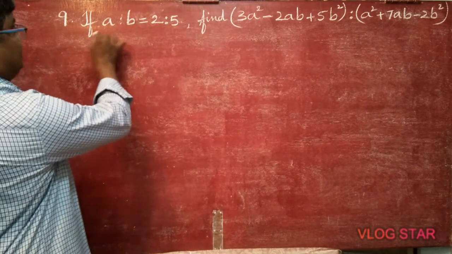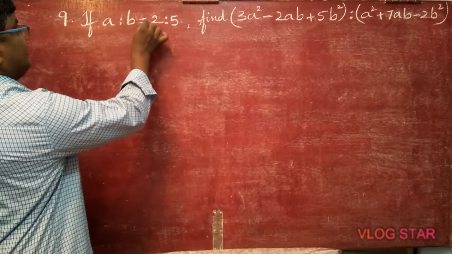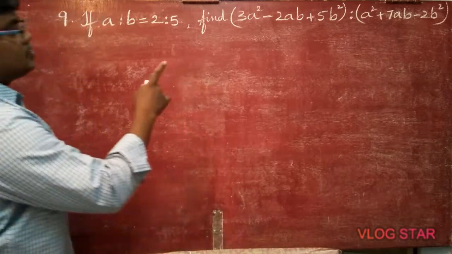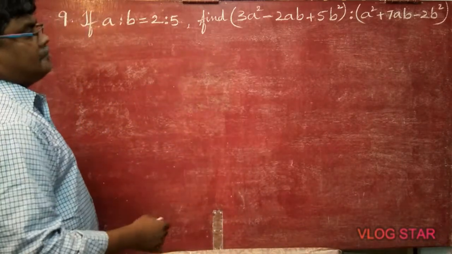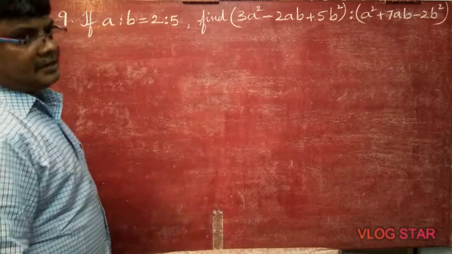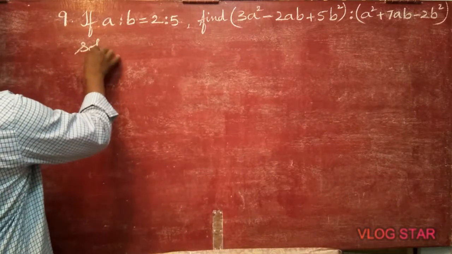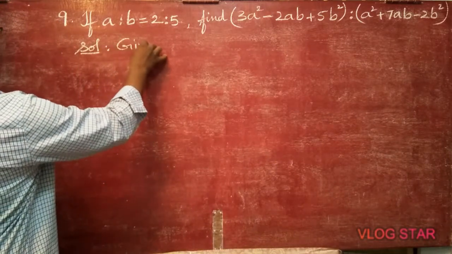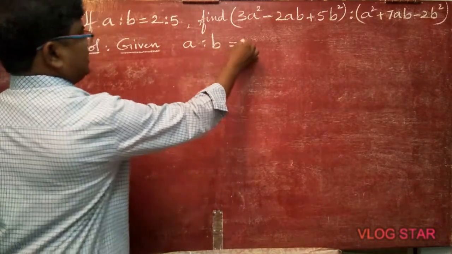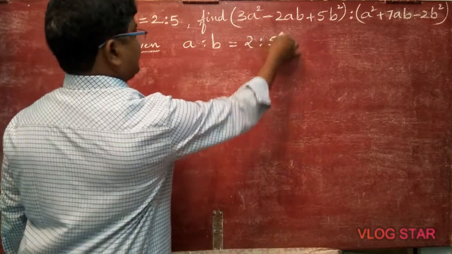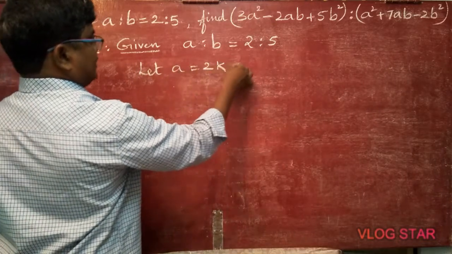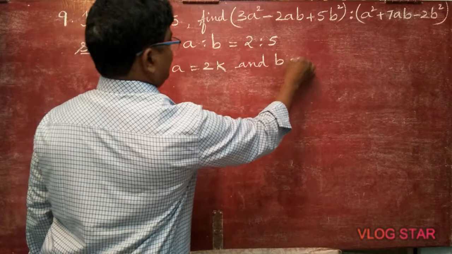Ninth problem. If A is to B is equal to 2 is to 5, find 3A square minus 2AB plus 5B square is to A square plus 7AB minus 2B square. They have given the ratio. Solution given: A is to B is equal to 2 is to 5. They gave it in ratio. Let A value be 2K and B value be 5K.